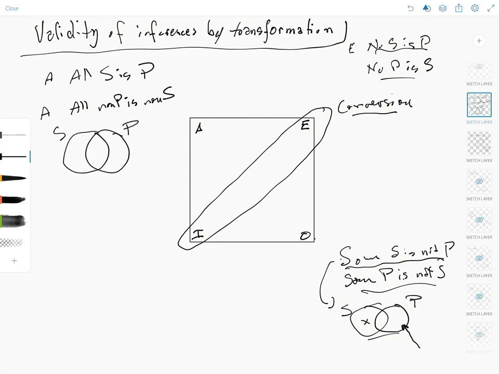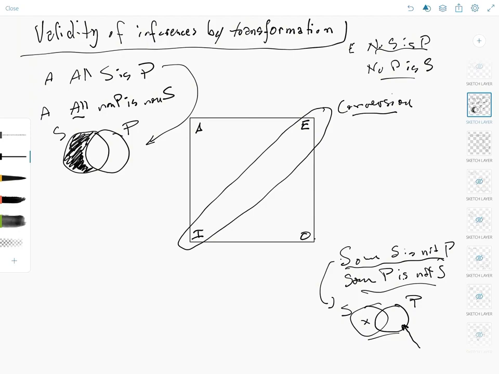Now again, we're going to put information on here only from the premise. So we need to diagram all S is P. Okay, that's good. Now, think about this diagram. This diagram has shaded the region of S outside of P. Now, think about what's being claimed in the conclusion, all non-P is non-S.